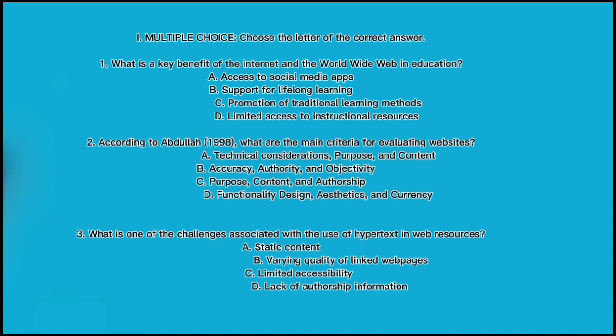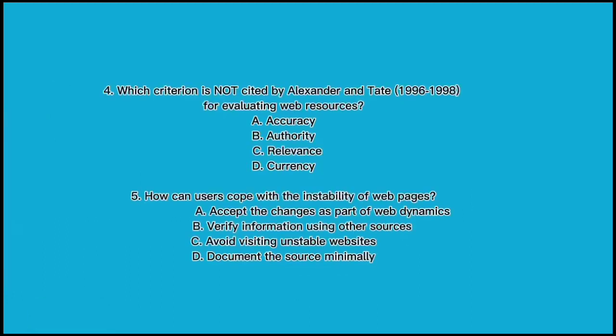Third, what is one of the challenges associated with the use of hypertext in web resources? A. Static content. B. Varying quality of linked web pages. C. Limited accessibility. And last, D. Lack of authorship information. Fourth, which criterion is not cited by Alexander and Tate in 1996 to 1998 for evaluating web resources? A. Accuracy. B. Authority. C. Relevance. And last, D. Guarantee.